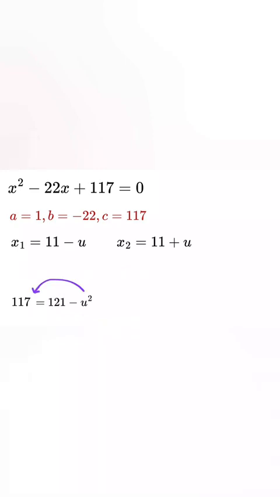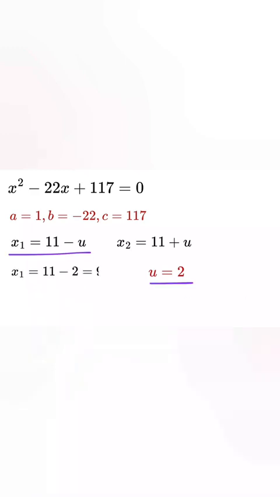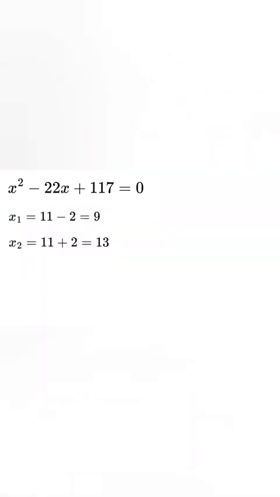Take u square to the right side, and this value to the left, to make it u square equals 121 minus 117, or 4. This gives u equals 2. Therefore, x equals 11 minus 2, or 9, and 11 plus 2, or 13, and that's it. These are the roots of this equation. The beauty of this method is that it works for any quadratic equation, and we don't have to rely upon guessing or memorization. Let us look at one more example, this one.